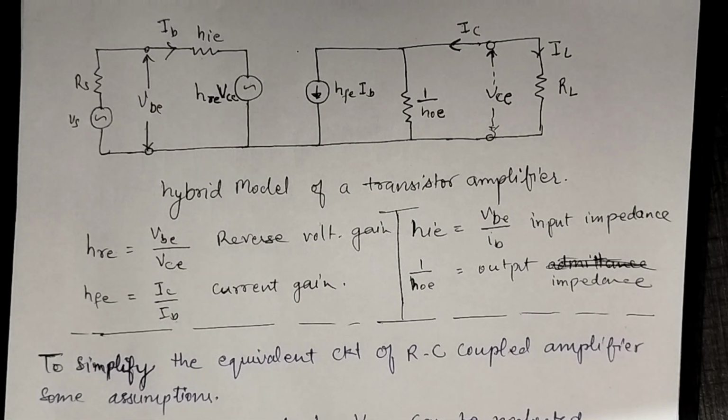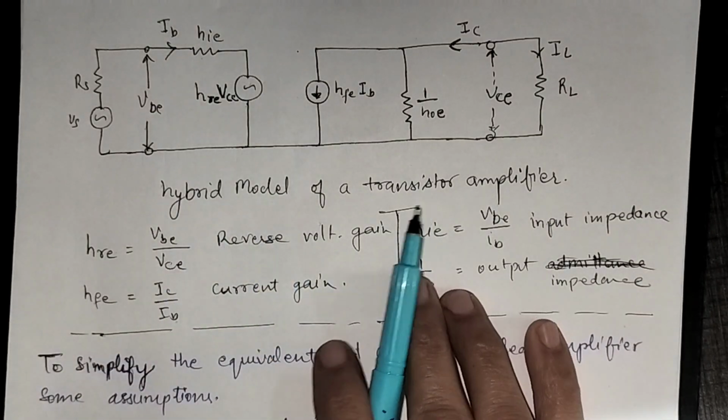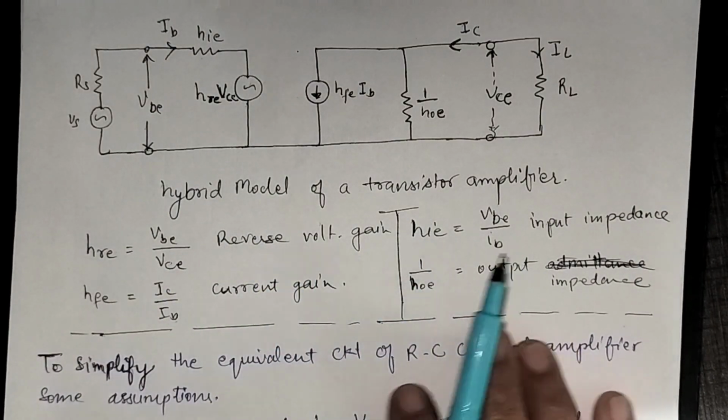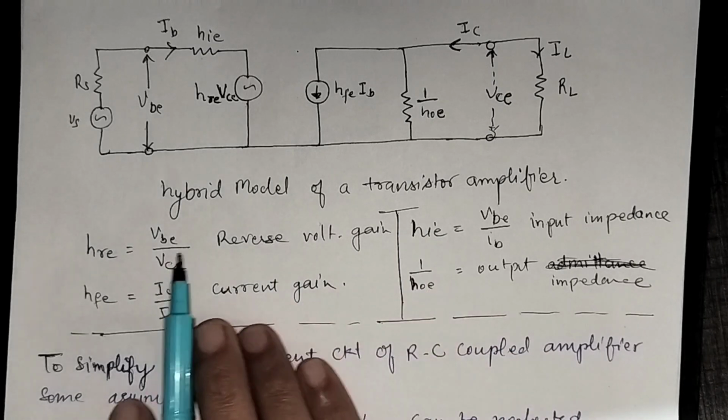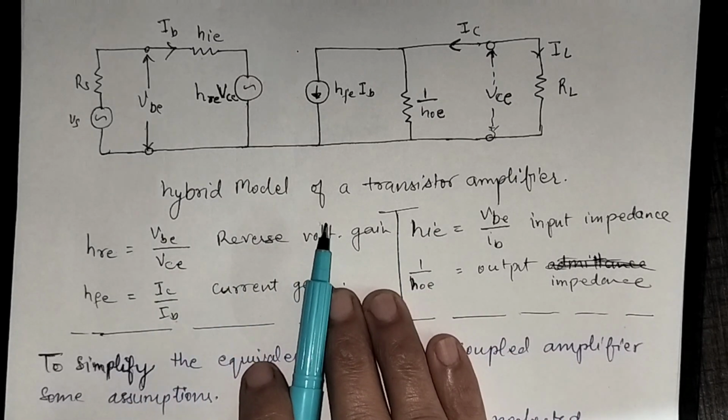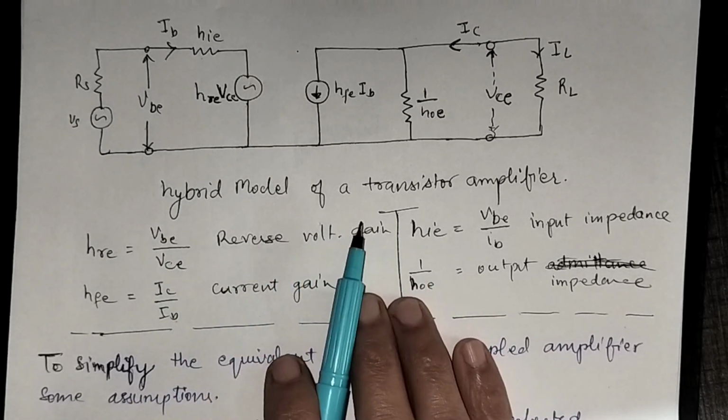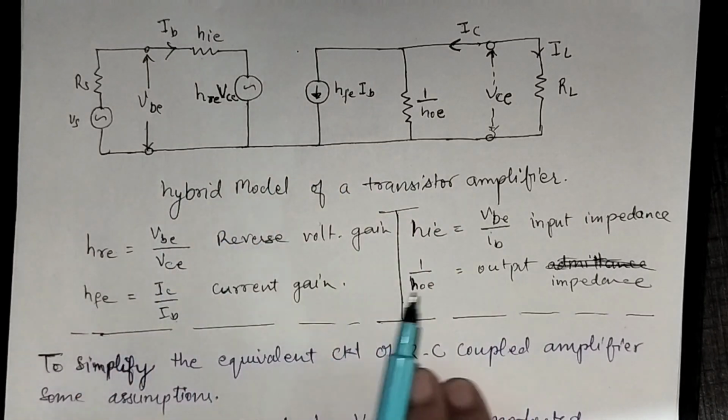Now we'll draw the AC equivalent circuit of the RC coupled amplifier. To draw the RC coupled amplifier equivalent circuit, we should have a good knowledge of the hybrid model of a transistor. To have a good knowledge of this topic, go through the link given in the description. Here we are giving a rough idea.